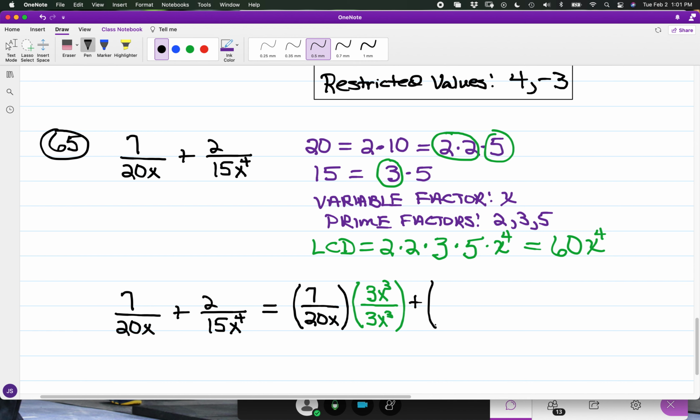As for 2 over 15x to the 4th, with the second ratio we already have the 4th degree of x. And so 15 will go into 60 4 times. So this second ratio will be multiplied by 1 in the form of 4 over itself. And for the final case here, both denominators will now be 60x to the 4th.